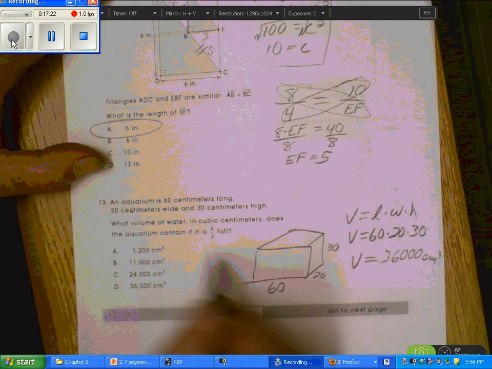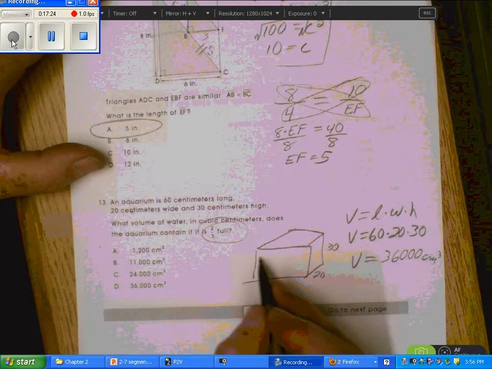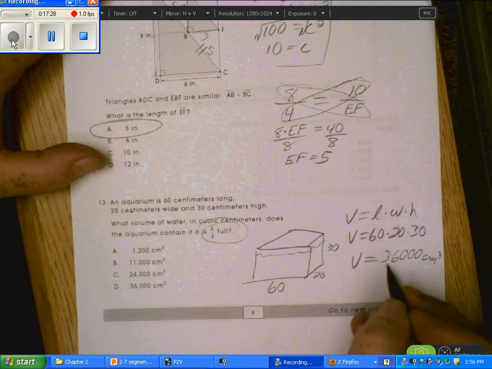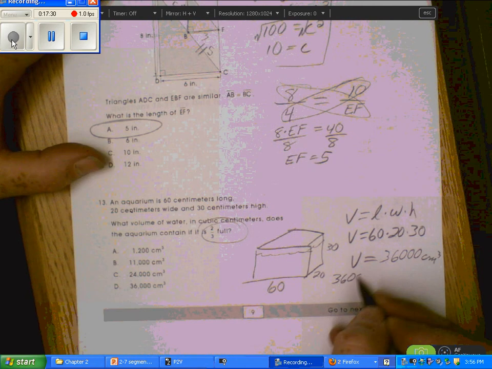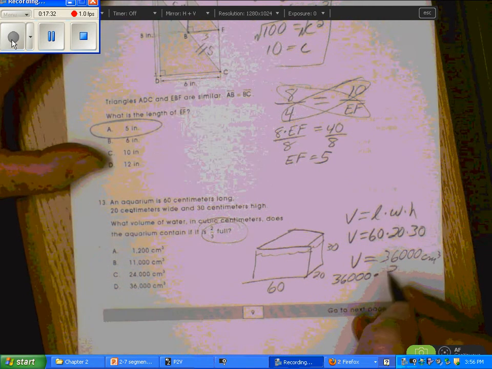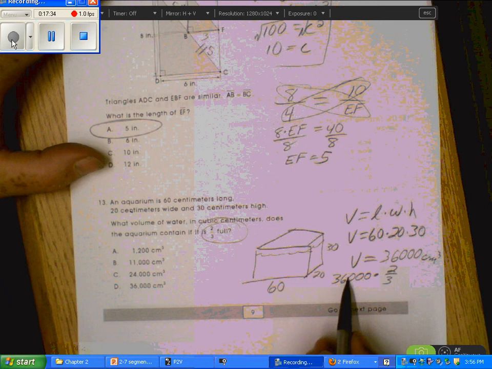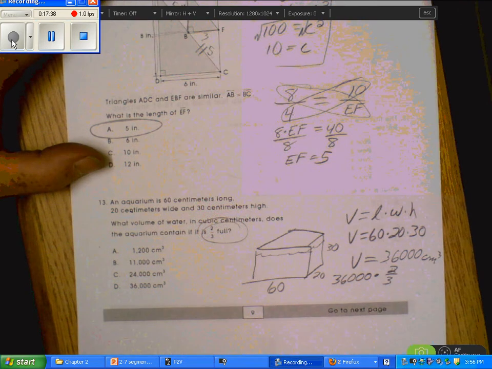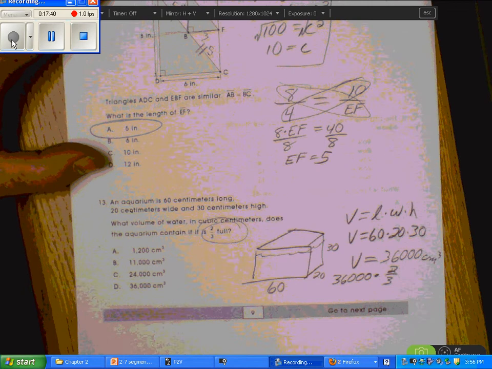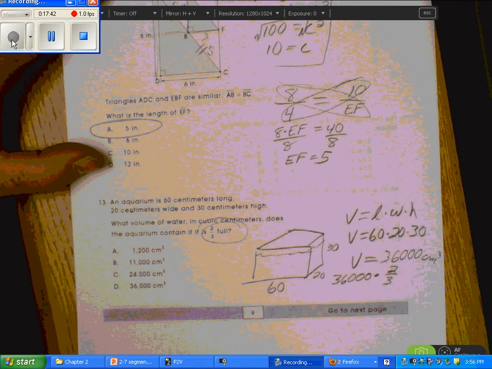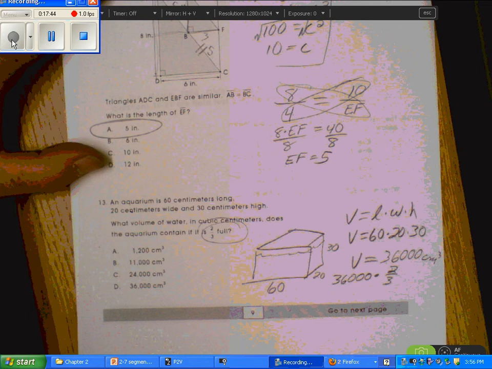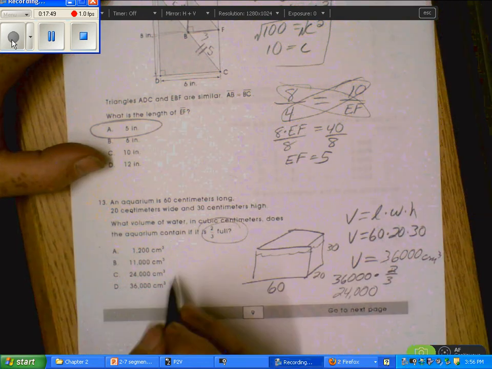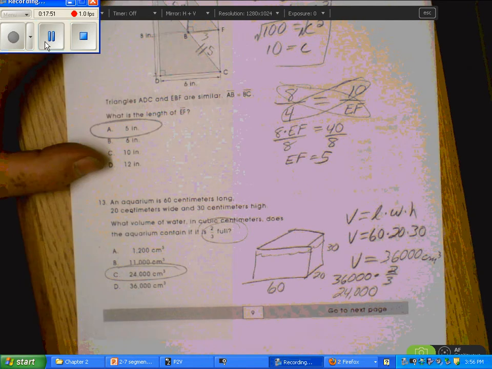When we don't want the whole thing, we only want 2/3 full, so up to about there or something. So what you do is you take that 36,000 times 2/3, and you multiply times the whole number times the top, then divide by the bottom. So 36,000 times 2, and divided by 3, you end up with 24,000. So it's 24,000 centimeters cubed.